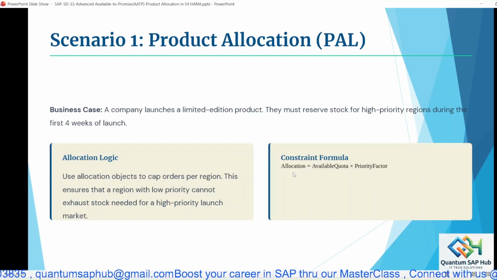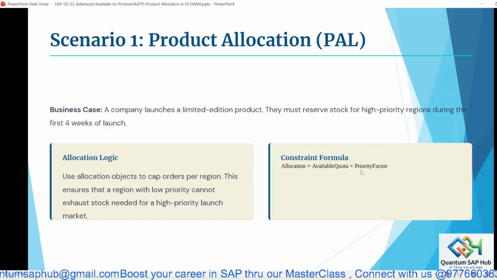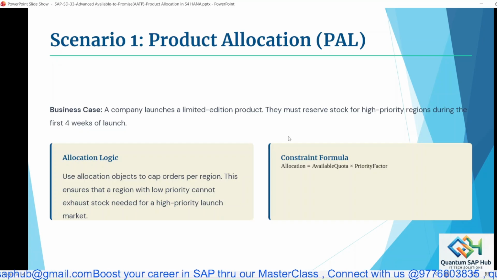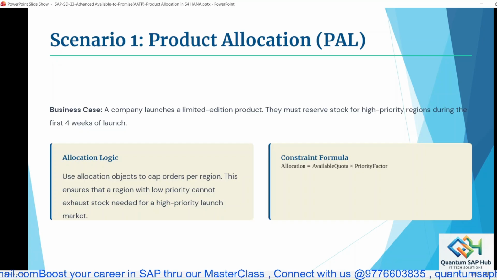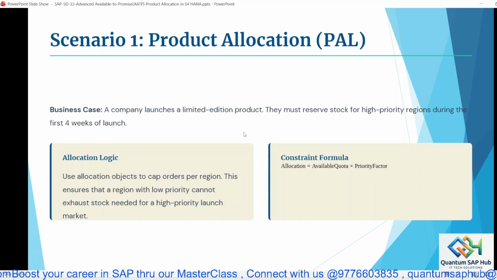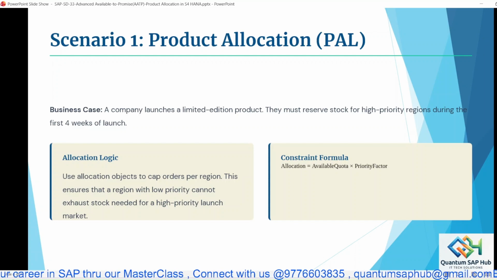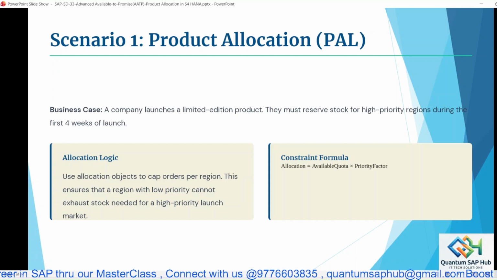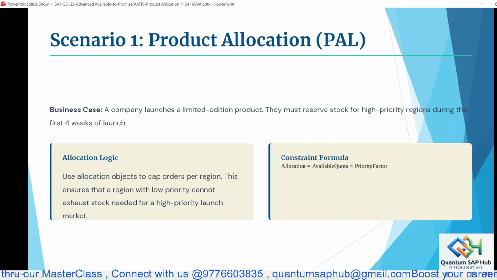So here, you can see the available quota, the allocation, and the factor. You can have a factor parameter which you can utilize to get the allocation content. So basically, it is the planning department that does this kind of allocation.